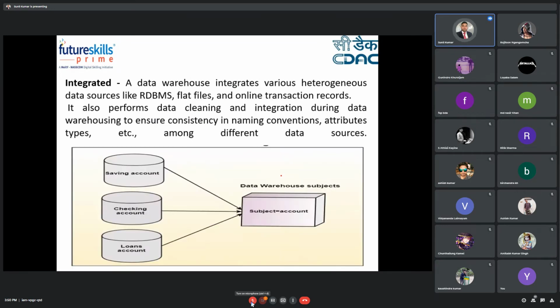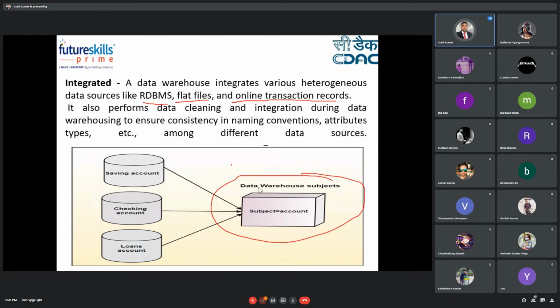Next one is integrated. What is the meaning of integration? Can anyone tell me please? Integration means, because you know in today's time data is generated through various sources. Some people are using RDBMS data, some people are using flat files, and some people are using unstructured data. When all operations have been performed, data integration will be performed. Why? To integrate the data from all various sources into a single source. That is known as integration, right?